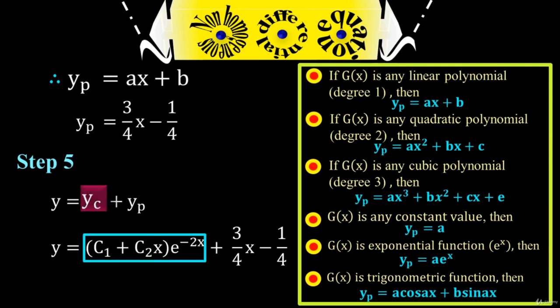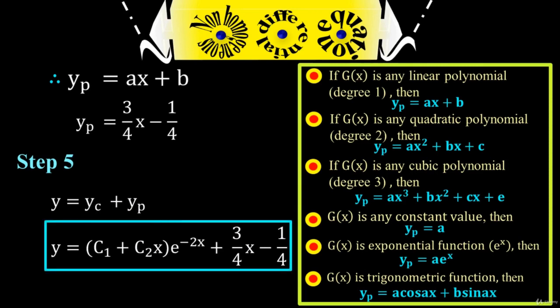Y sub c was c sub 1 plus c sub 2 times x, into e to the minus 2x. This is the answer in step 3. Put the exact answer here. 3 over 4 times x minus 1 over 4 is the value of y sub p. So here is the final answer for the equation. And that's all.